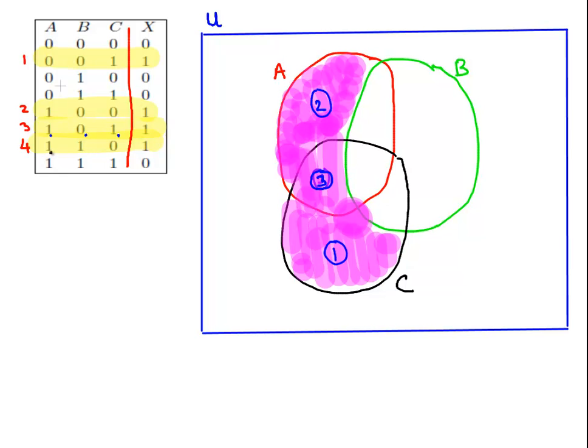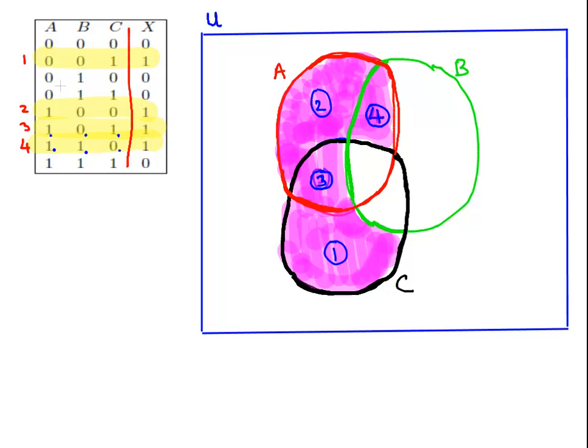Finally, region 4 is included in A and included in B, but not included in C. So it's this region in here. This is region 4. So let's shade that in as well. And there we have it. That's the area we're asked to shade in. I'll just go over it with a pen a bit, to add more emphasis to what we've just done.